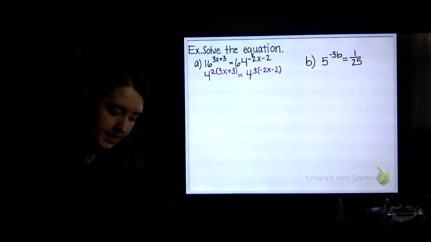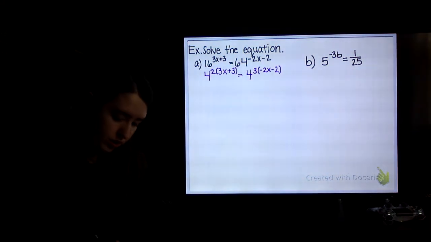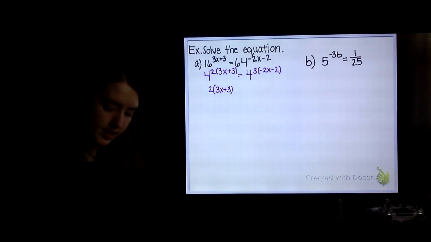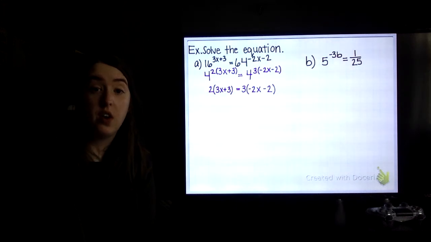So that means that 2 times 3x plus 3 is equal to 3 times negative 2x minus 2. And now we'll go through and solve.